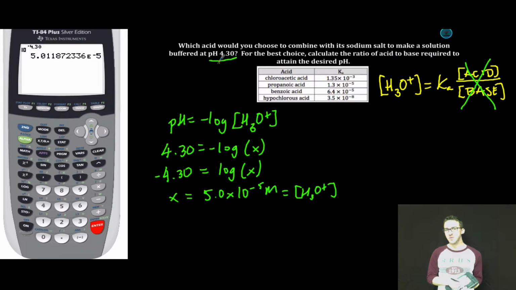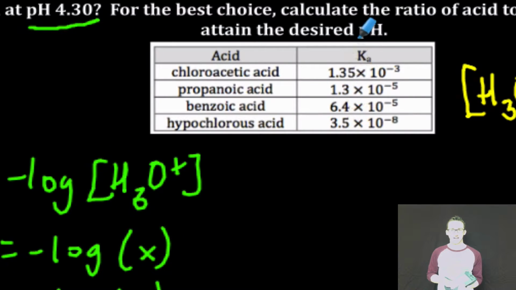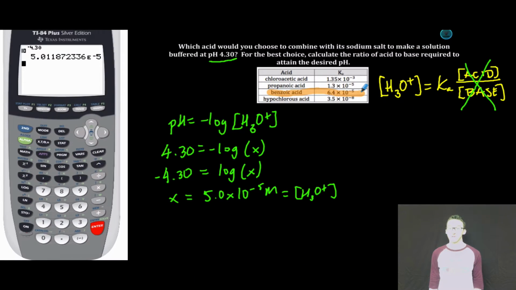So if we're looking to prepare a buffer with a pH of 4.30, we're looking to prepare a buffer with a hydronium ion concentration of 5.0 times 10 to the minus 5. And if we're trying to choose a weak acid to prepare this buffer with, the hydronium ion concentration needs to equal the value of our Ka, or be as close to it as possible. So as I scan my list, I look at the Ka values and recognize that benzoic acid is our winner. It's the one that has a Ka value that's closest to the hydronium ion concentration that we want, aka closest to the pH that we want.